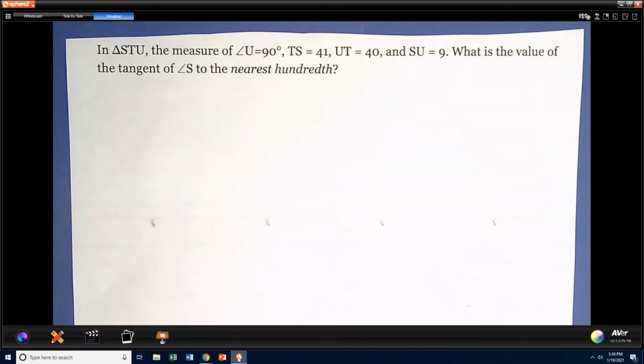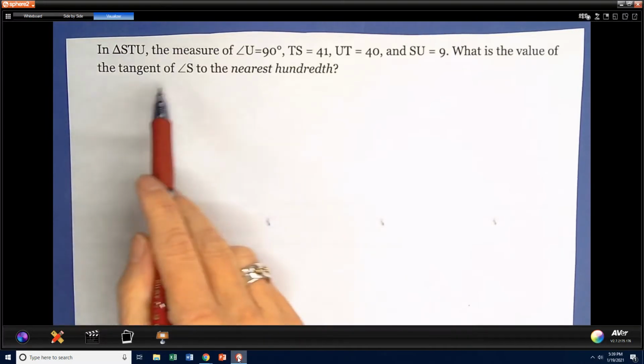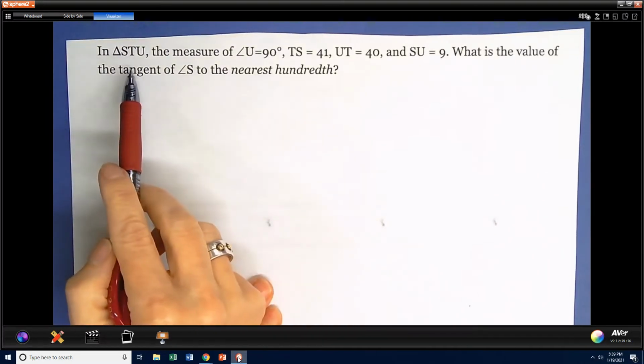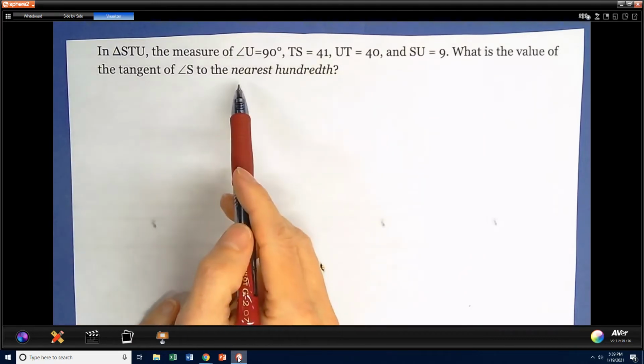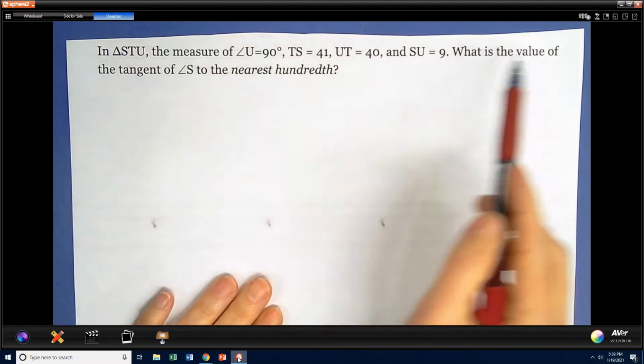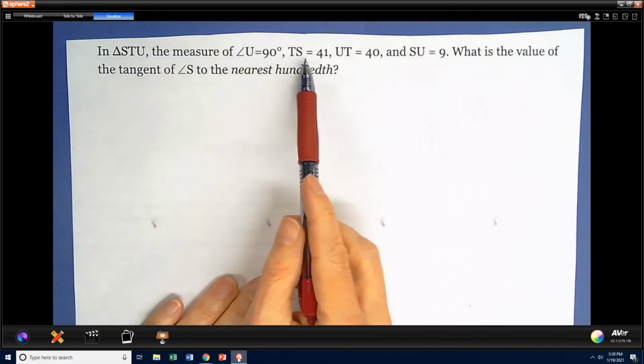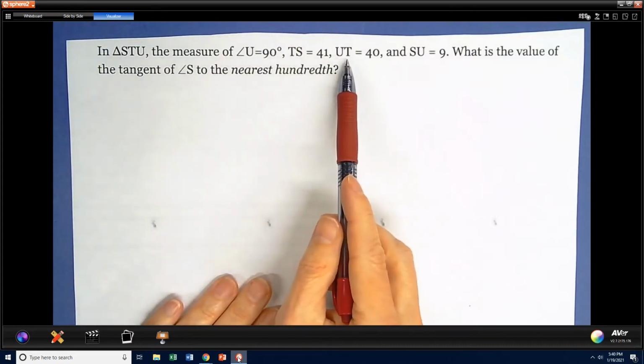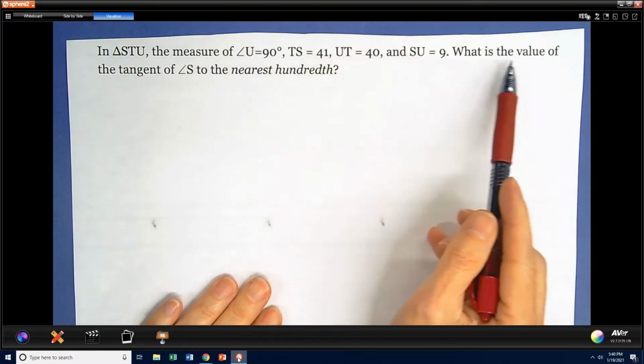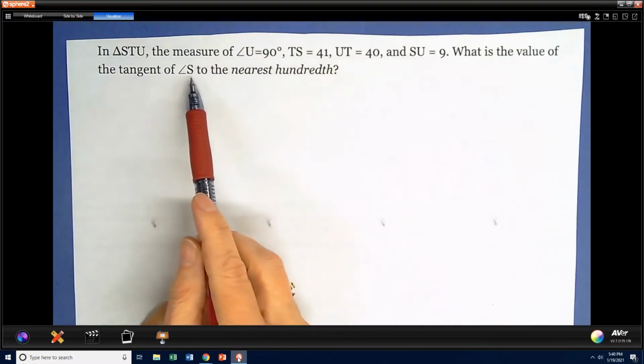In this video, I'm going to help you figure out how to do a question when there is no diagram. So you need to read carefully and work things out step by step. I recommend reading the entire sentence first. In triangle STU, the measure of angle U is 90. You're given TS, you're given UT, you're given SU. What is the value of the tangent of an angle to the nearest hundredth?